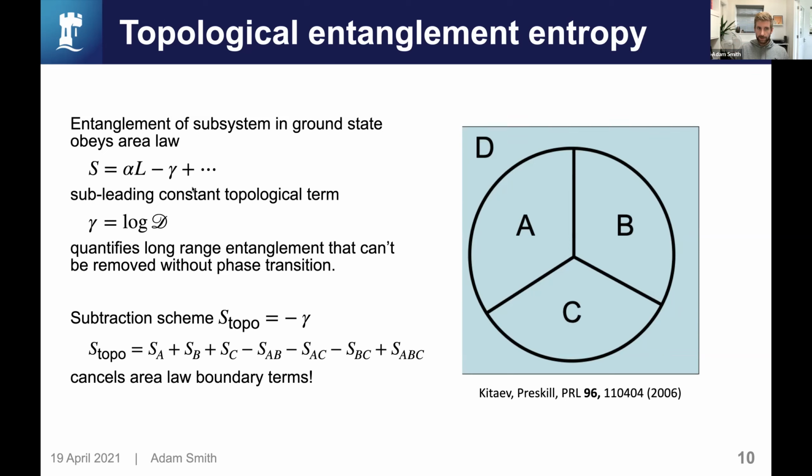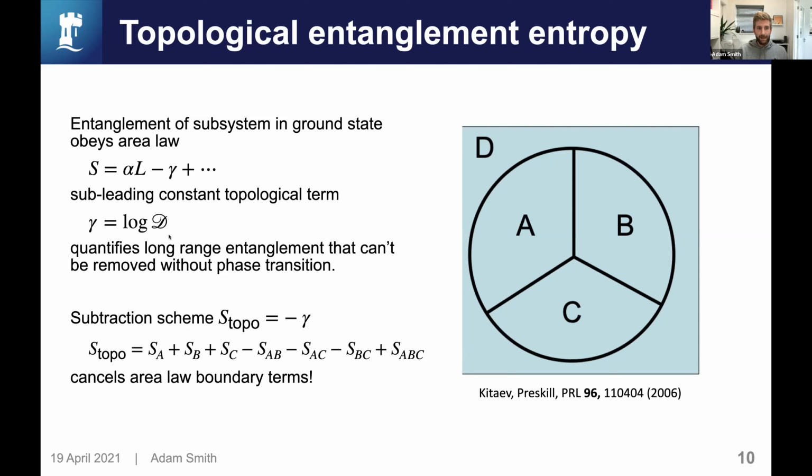However, for topological systems, we have this additional constant, this minus gamma, which is a subleading constant term. Now the alpha in this linear part is a non-universal constant. This all depends on the microscopic details of the model we care about. However, this gamma is a universal constant. This is determined by the topological phase that we are in.